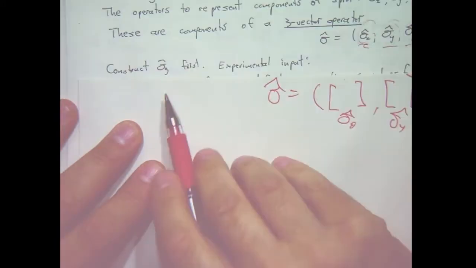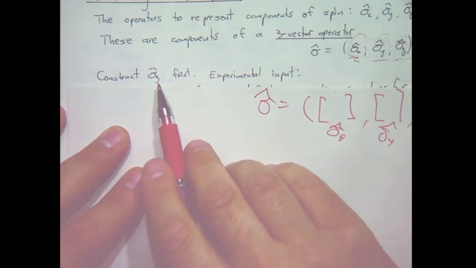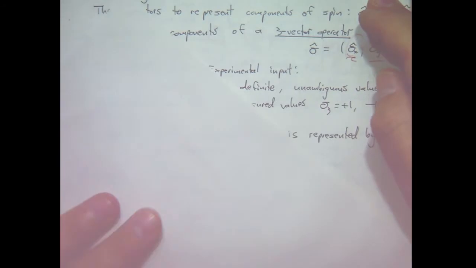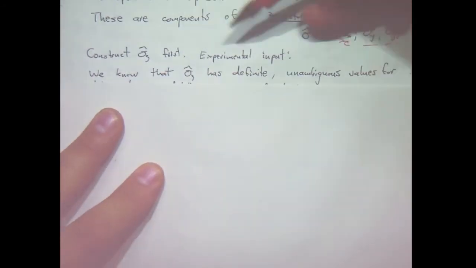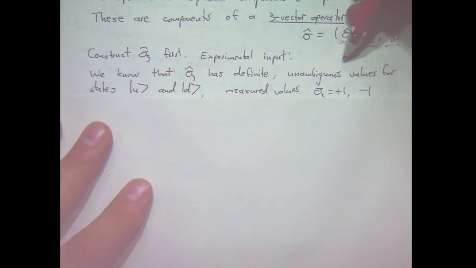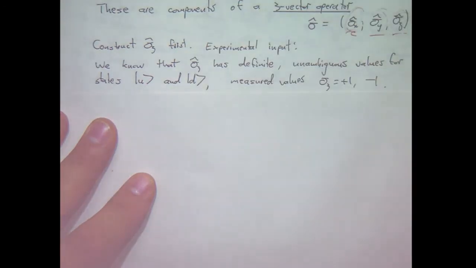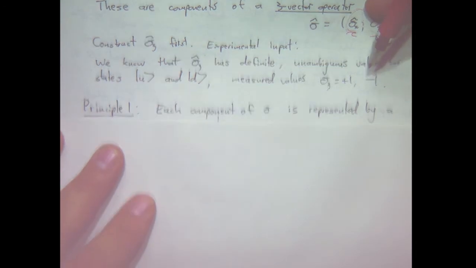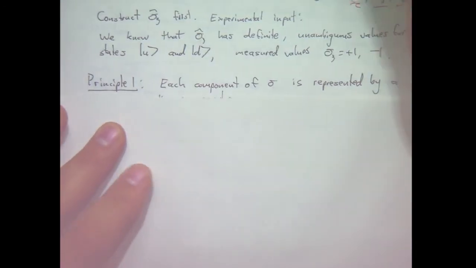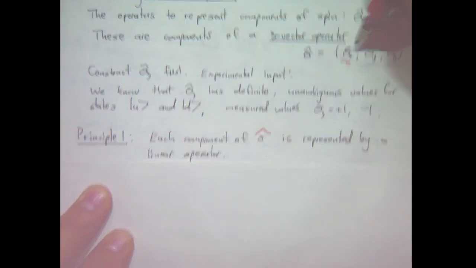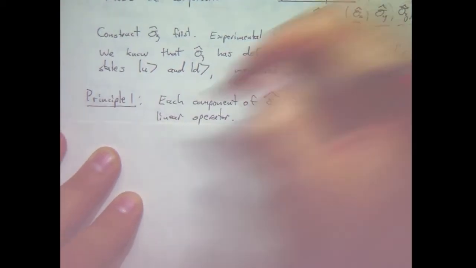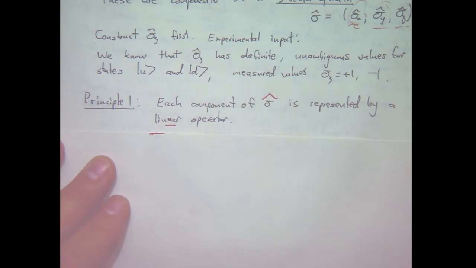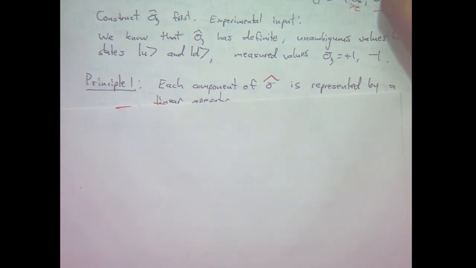So we construct the easiest one first, the simplest one, the sigma z operator. What's the experimental input? We know that sigma z has definite, unambiguous values for the states up and down, with measured values +1 or -1. So what are the principles? Principle 1: each component of this operator, sigma, will be represented by a linear operator. There's an explanation for that, which will give kind of an intuitive explanation.